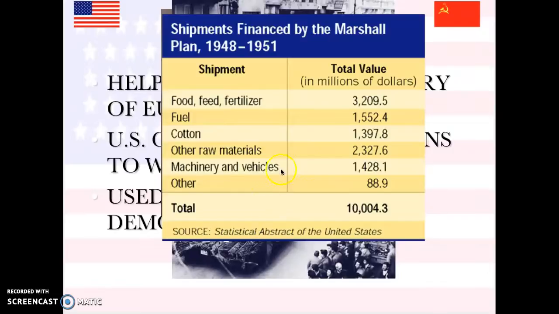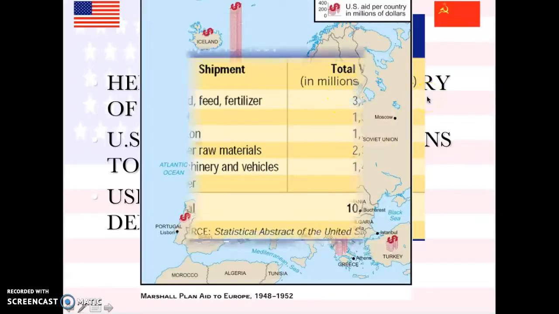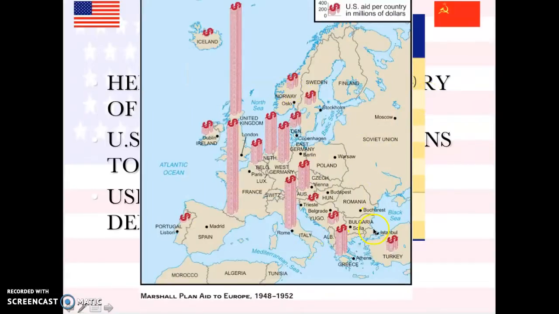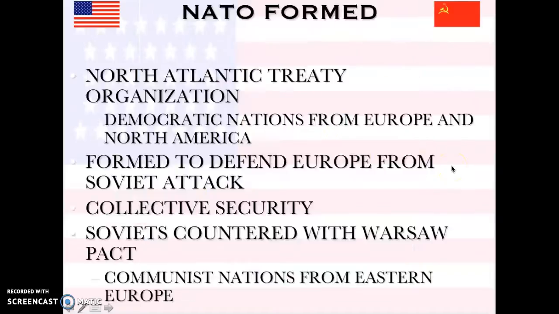And so you can see how much food, fuel, cotton, and all of this other stuff, this is in millions of dollars that we gave to Europe. And you can see where our money's at. You can see on the line here, it's not a whole lot of money, but we gave a lot of money to the major powers, okay?